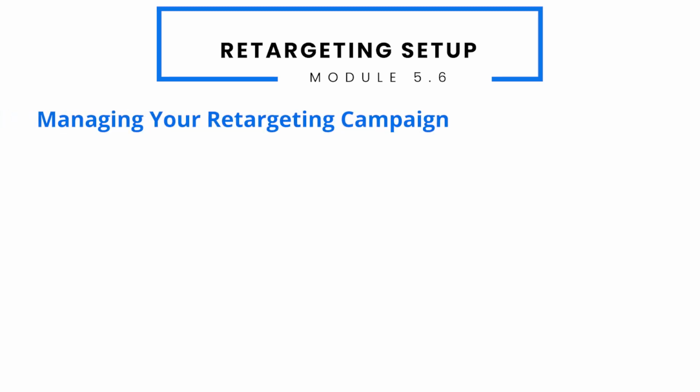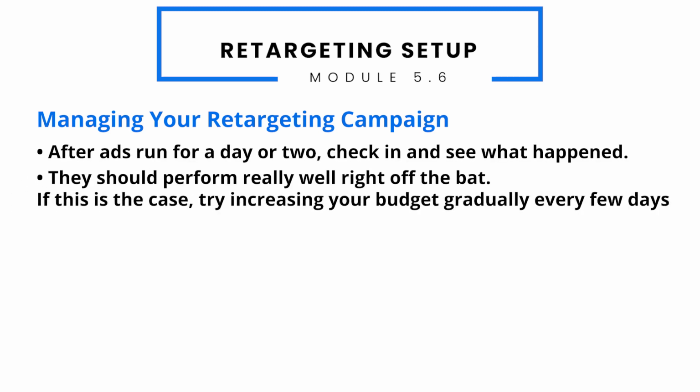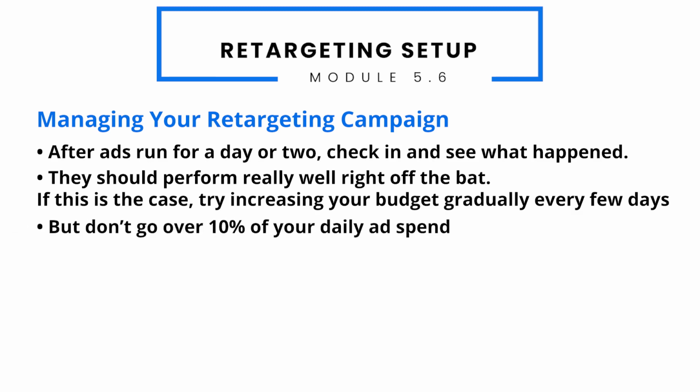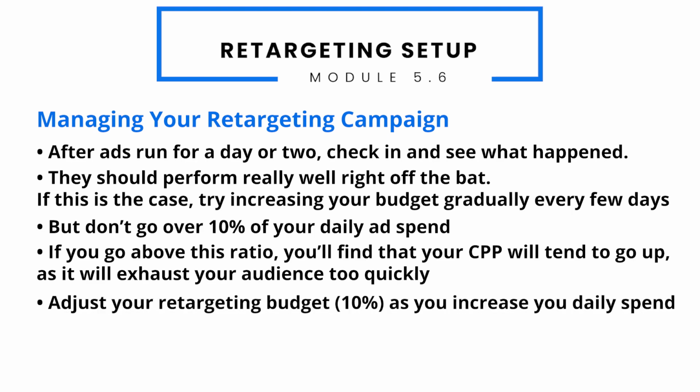Now, after your retargeting ads have run for a day or 2, you'll want to check in and see what happens. Generally speaking, they should perform really well right off the bat, and if this is the case, you can try increasing the budget gradually every few days. Though I don't really recommend exceeding 10% of your daily ad spend. If you do go above this ratio, you'll find that your cost per purchase will tend to go up as you start to exhaust your audience too quickly. Although if your daily spend for your other campaigns increases, you'll want to adjust your retargeting accordingly, bumping it up so that it stays at 10% of your daily spend. At any point, if you notice that your retargeting ads start to perform significantly worse at the increased budget, you should go back to the previous budget it was doing well at.